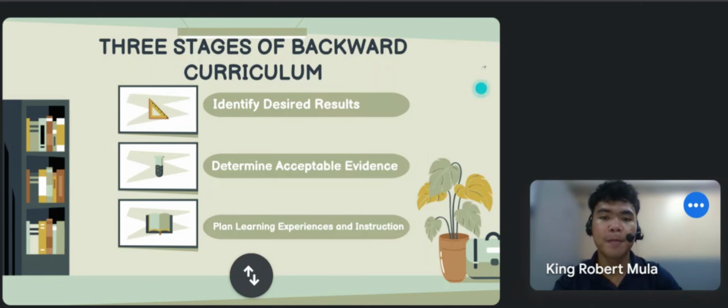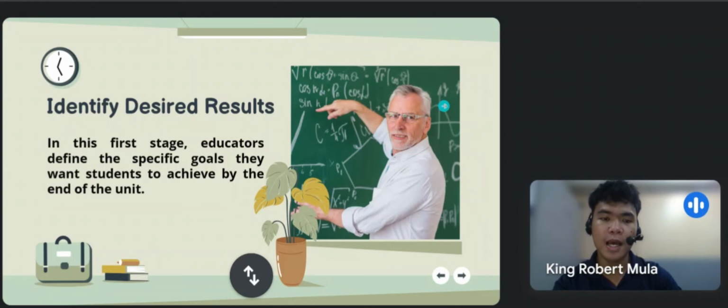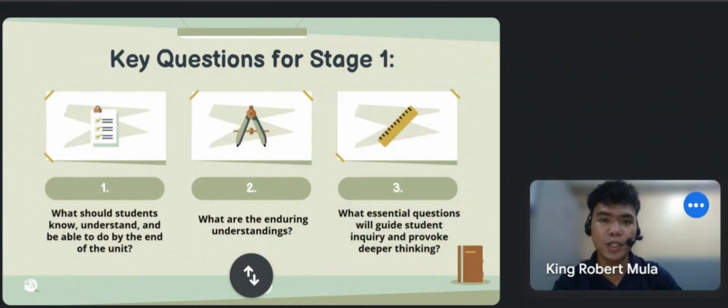Our first stage is all about defining the specific goals. We want to be crystal clear on what students need to know and understand. These are the key questions we should ask. What should students know, understand, and be able to do at the end of the unit? Next, what are the enduring understandings we hope to develop? And next, what essential questions will provoke deeper inquiry?